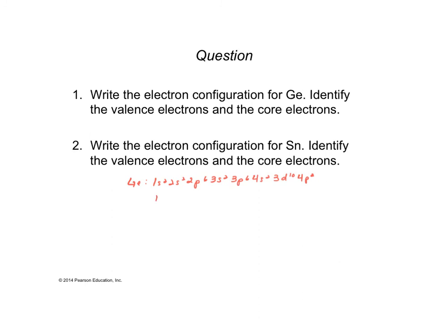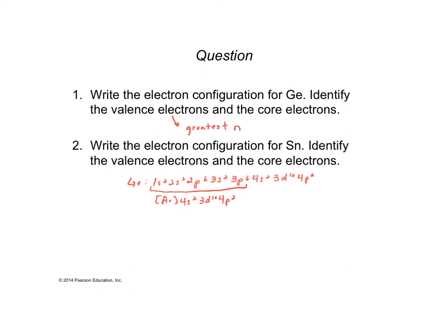Again, you can abbreviate this as argon, which is this guy, 4s2, 3d10, 4p2. Okay, now let's identify the valence and core electrons. So I told you previously, and I probably didn't tell you all that well, that the valence electrons are the electrons that are in the outermost principal energy level. What that means is the thing with the greatest n, the greatest principal quantum number.